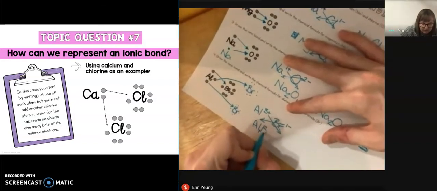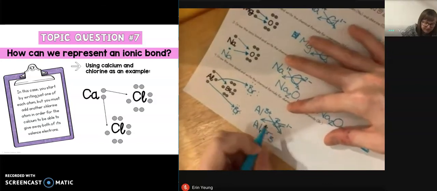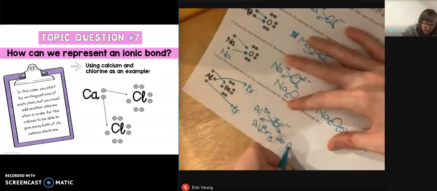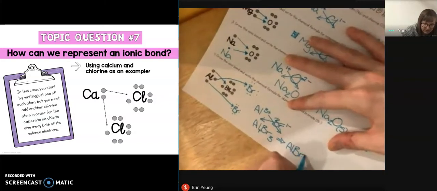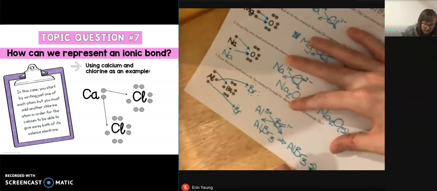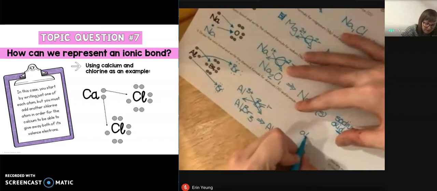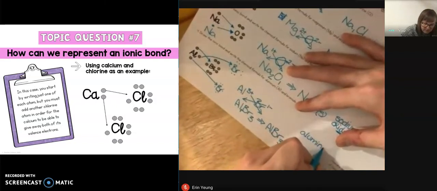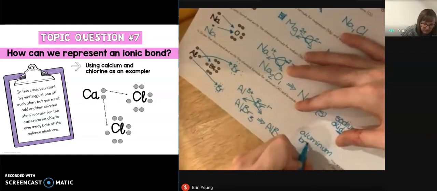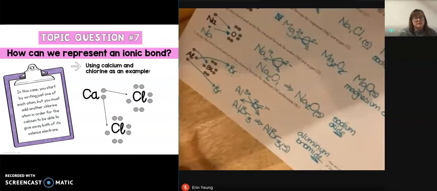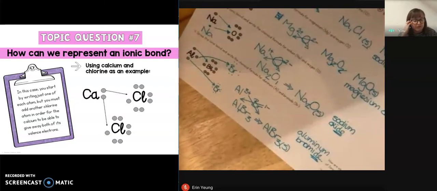Al1Br3, which we don't have to write the 1. So then I'm going to write AlBr3 solid, and I'm going to write my chemical formula of aluminum bromide, ending in IDE.